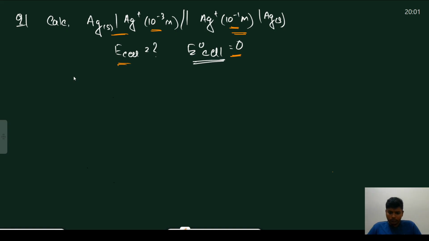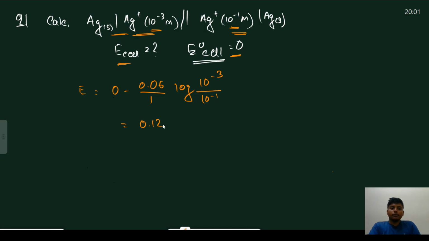0.118. Correct. So E is equal to 0 minus 0.06 divided by 1 log of oxidation by reduction, or anode by cathode. Anode is this, so 10 power minus 3 divided by cathode, this, 10 power minus 1. Okay, so it will be 0.12. Clear?